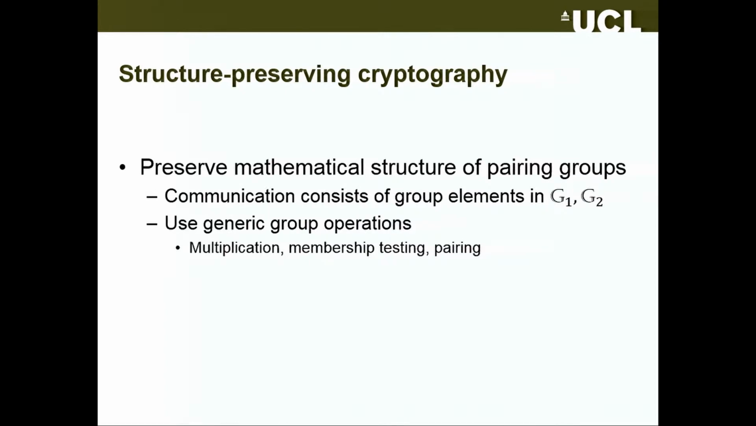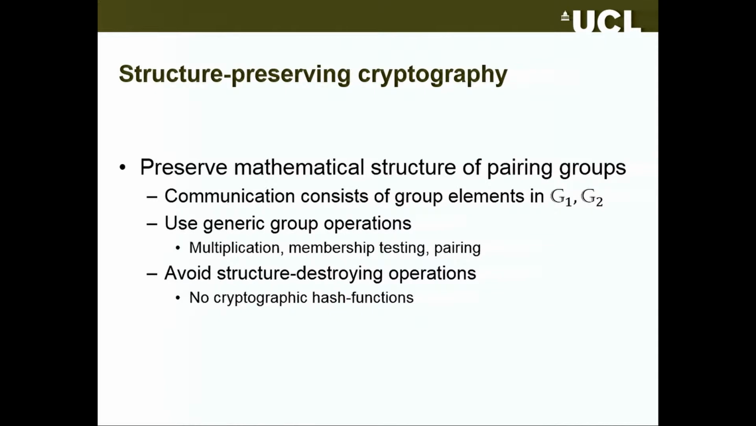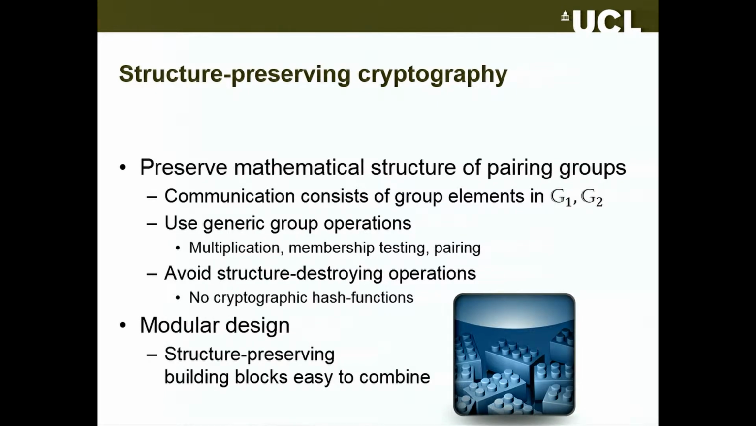So as an example of what we don't do, right, we don't use, for instance, cryptographic hash functions because essentially they're structure destroying, right? They try to mess up the inputs as much as possible so you can't find collisions, and that's not good for our purposes. And the reason we want to preserve the structure as much as possible is because when protocols have been designed with this clean form, it's very easy to put them together and use them as building blocks that you can put together and build more advanced protocols.